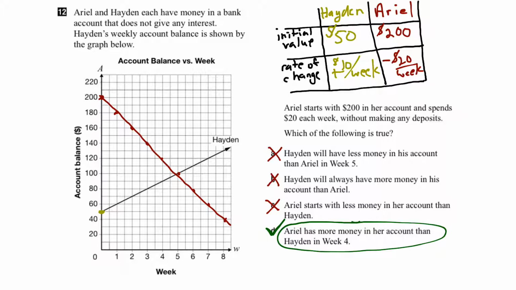And we should finish off by labeling this graph here. This is for Ariel.